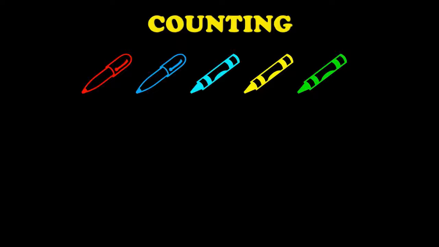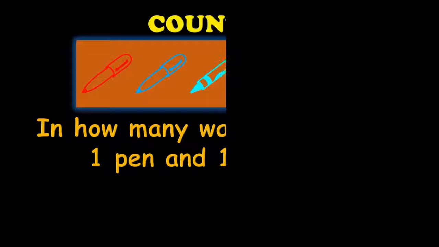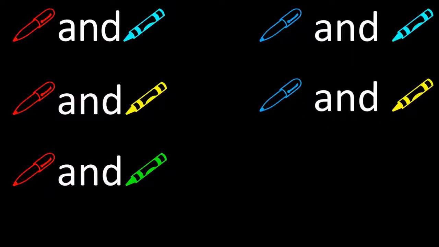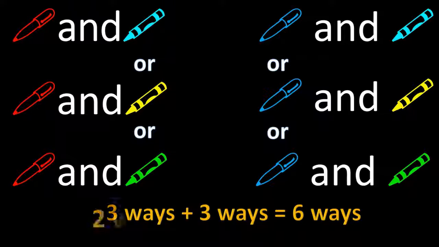Now suppose we have to choose 1 pen and 1 marker from these 5 objects. Then how will we choose it? We can choose red pen with any of the 3 markers, or similarly blue pen with any of the 3 markers. Which will give us 2 pens way and 3 markers way, resulting in 6 total ways. As you see, we use AND for multiplication.